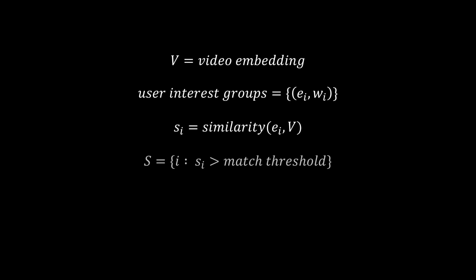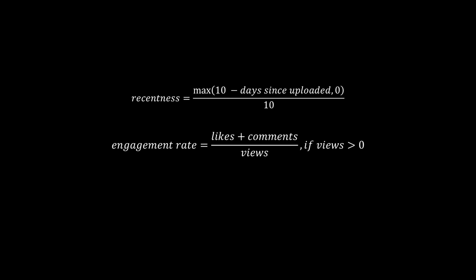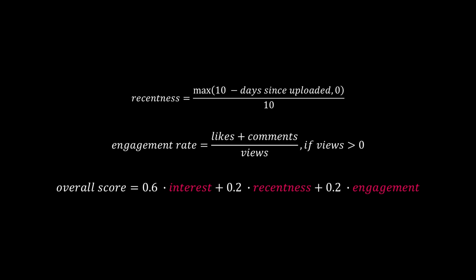We can compute an interest score for each video relative to a user by taking the similarity times the weight for any of the user's matching interest groups. I can then combine that score with other factors, like recency and number of likes, to get an overall ranking.